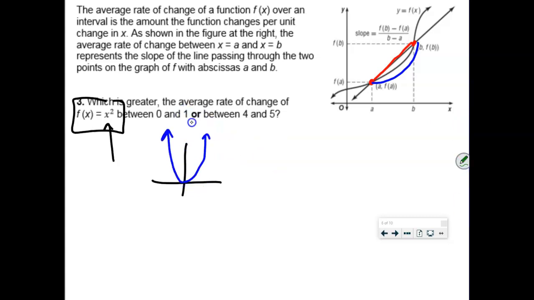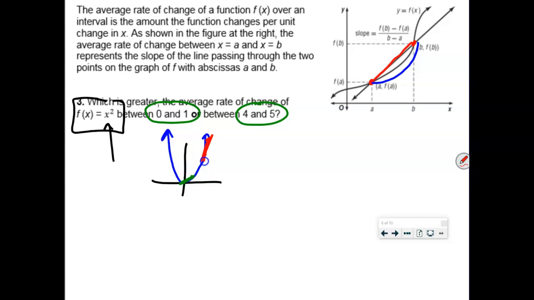And they want to know if the average rate of change is greater between 0 and 1 as compared to 4 and 5. So like here's 0 and 1. Think about this as being like a roller coaster. Compare that slope, the average rate of change, to what happens over here between 4 and 5. Which one has a greater slope? 4 and 5. It's a way more exciting roller coaster.